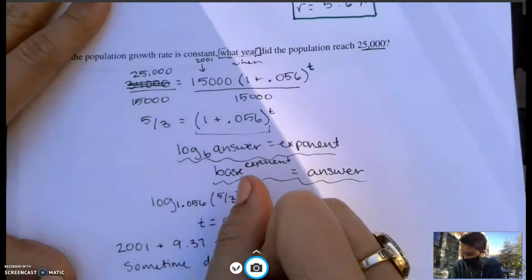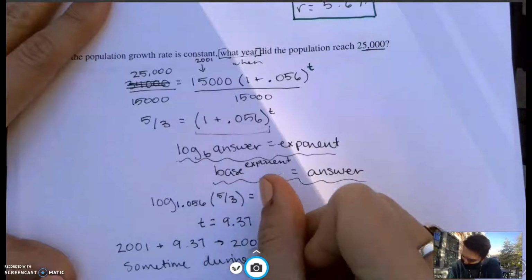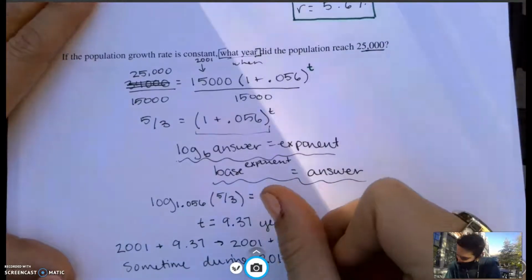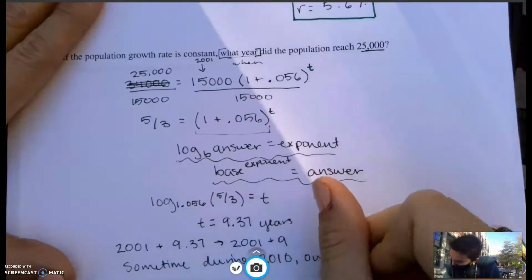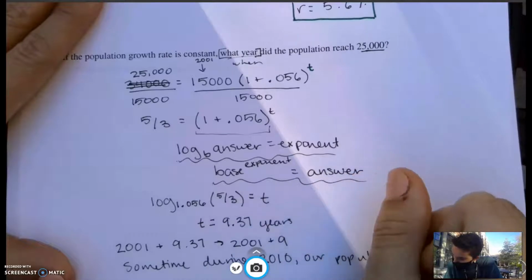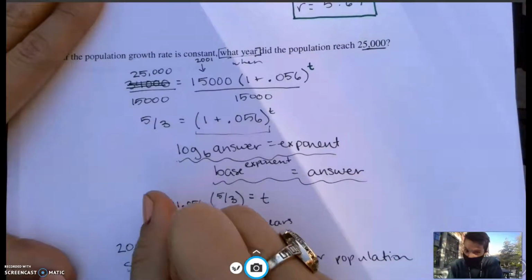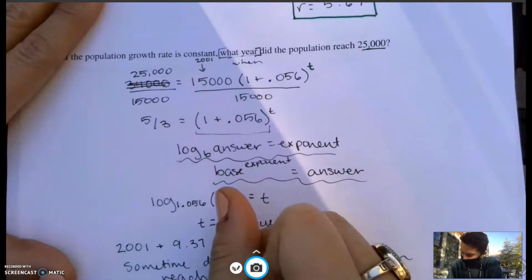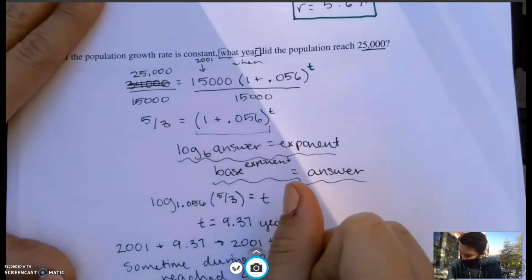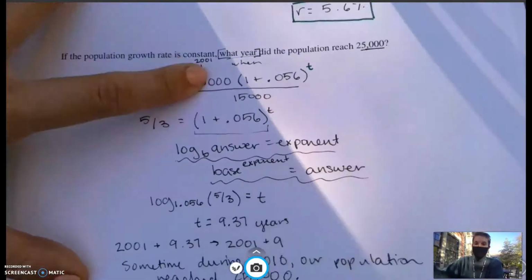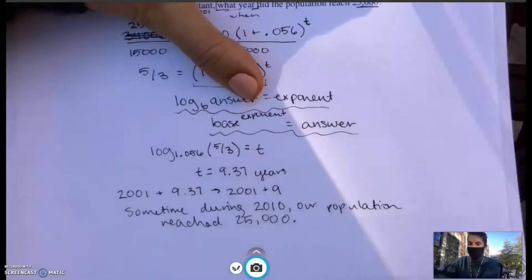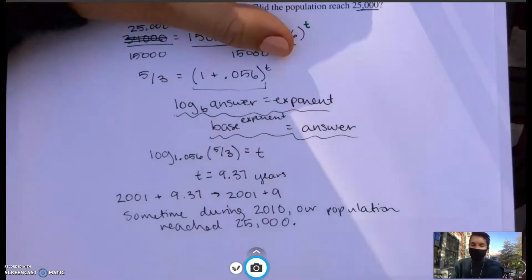so sometime during 2010. Not at the start of 2010, but sometime during the year 2010, our population reached 25,000. Alright, so this was your exponential growth problem. Next we're going to do an exponential decay problem.